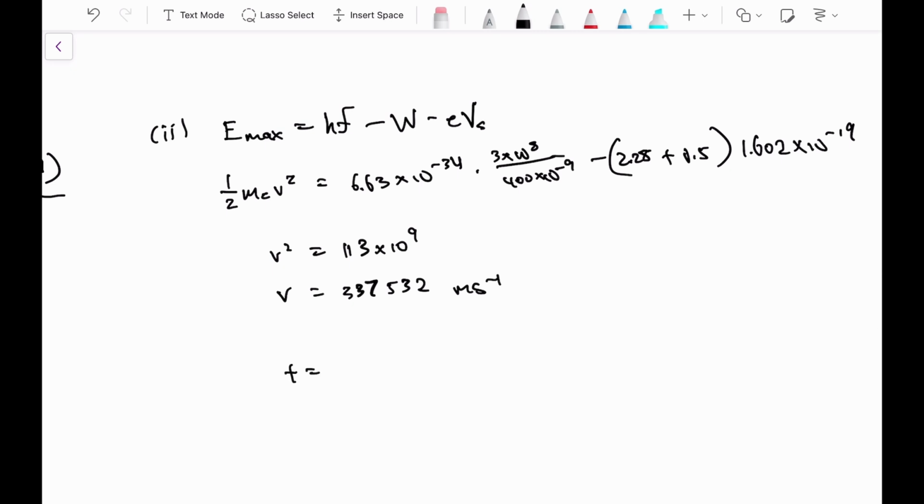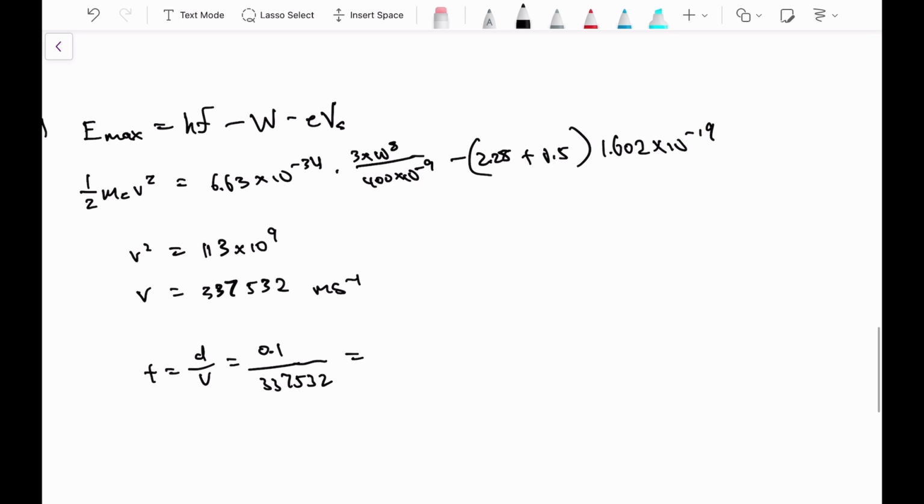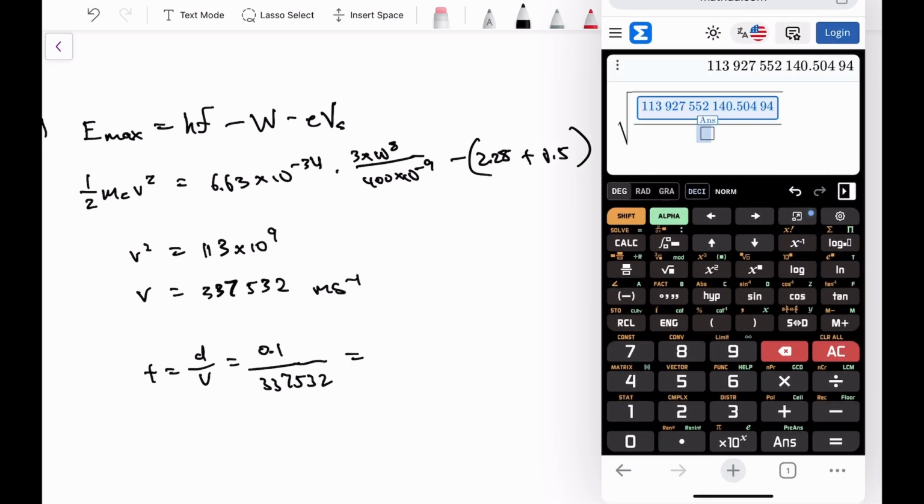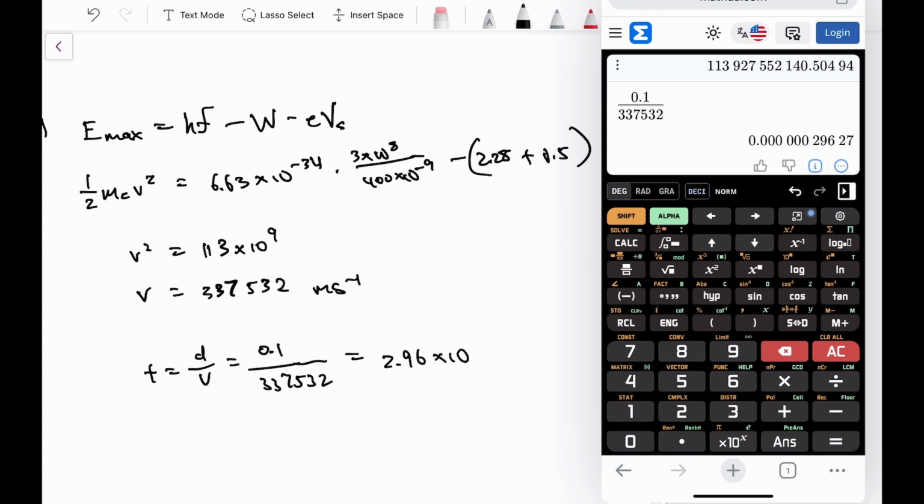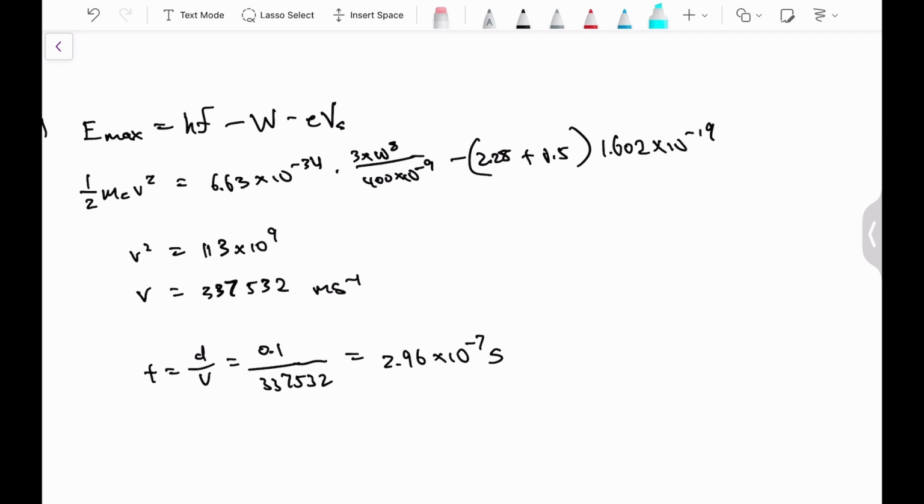So the time taken will be equal to the distance divided by the velocity, which is 0.1 divided by what we got, and that will be equal to 0.1 over 337,532, and that will be equal to, I'm going to say, 2.96 times 10 to the power of minus 7 seconds, and that will be the answer to the question.